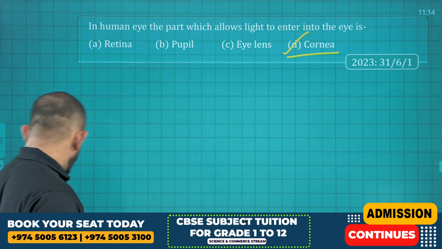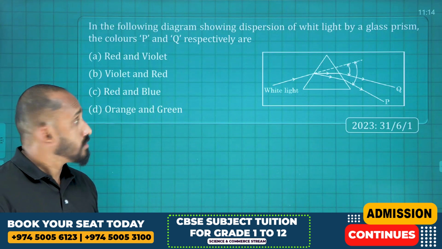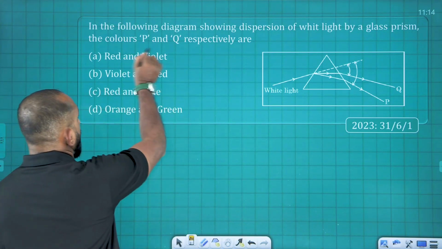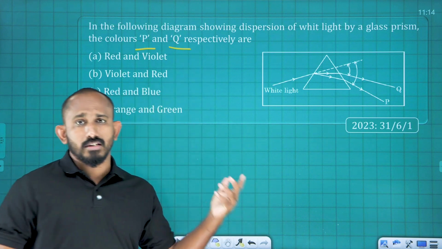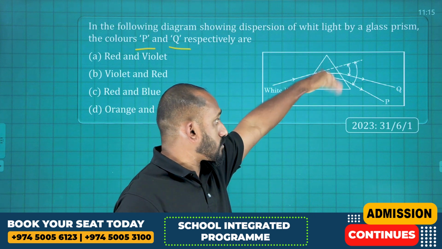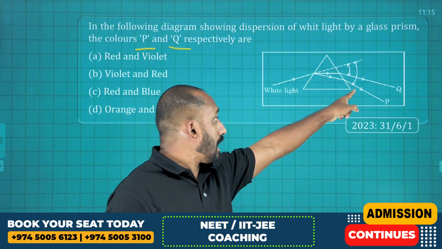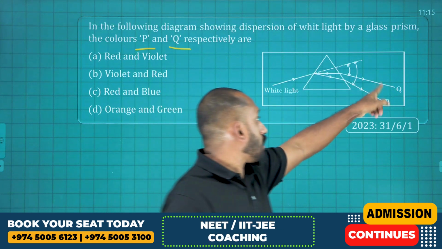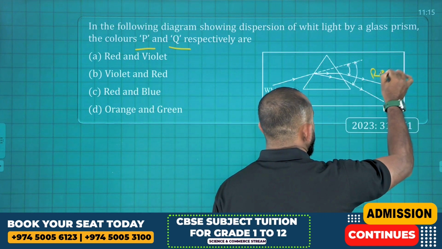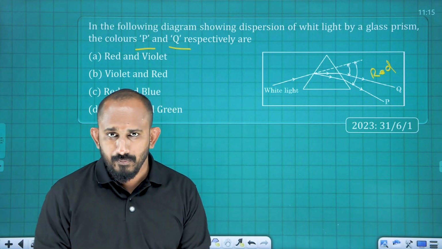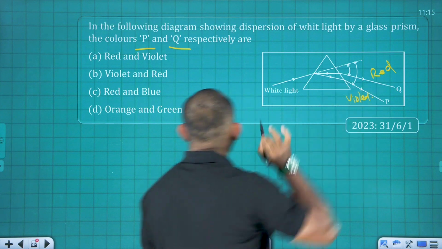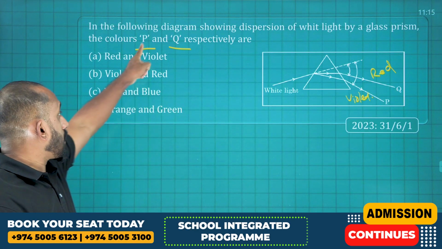Next question, let's see. In the following diagram, showing the dispersion of white light by a glass prism, the colors P and Q respectively are. So it's regarding dispersion. White light enters, passes through the prism, deviates and spreads. P has the greater deviation, Q has the least deviation. Then which one is Q? The least deviation is for the greater wavelength, that is red. And greater deviation is for violet.